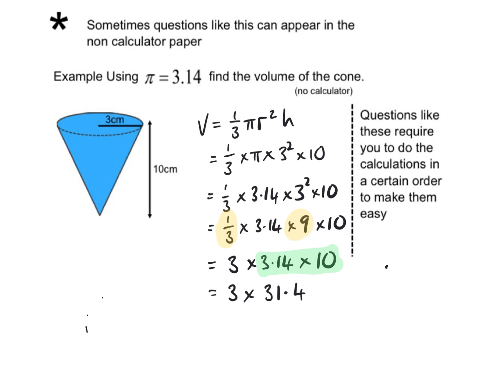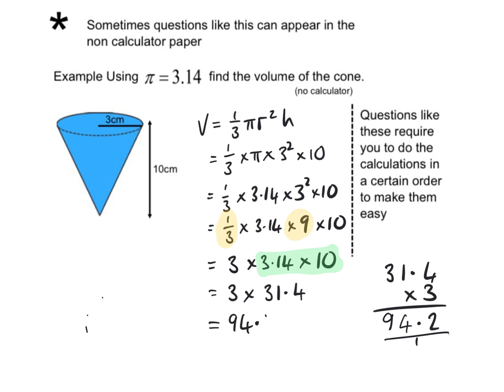You probably want to write it out at the side, 31.4 multiplied by 3, and 3 4s are 12. We'll put our decimal point in. 3 1s are 3, plus the one I carried is 4, and 3 times 3 is 9, so 94.2. So that is my final answer.